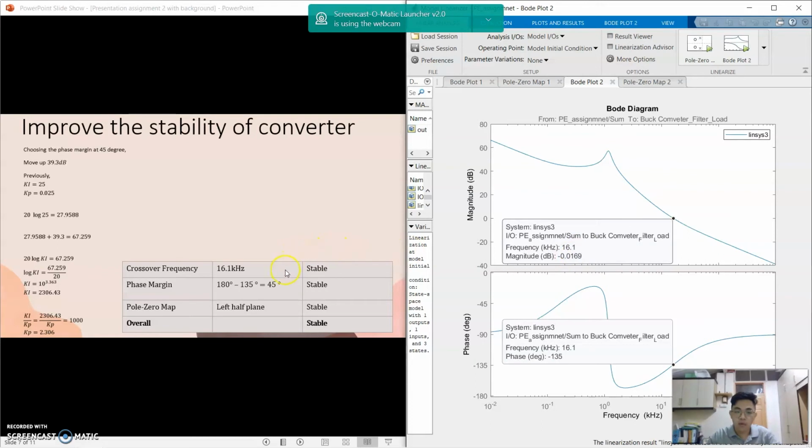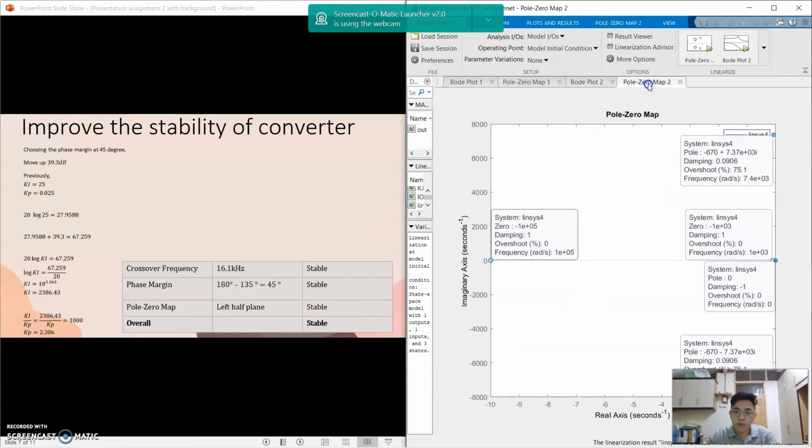So this crossover frequency is considered stable because it is less than the switching frequency, which is 40 kilohertz. So in order to get the phase margin, we will get 135 degrees at 16.1 kilohertz. By using the formula 180 degrees minus 135 degrees, we will get 45 degrees. So it is considered stable.